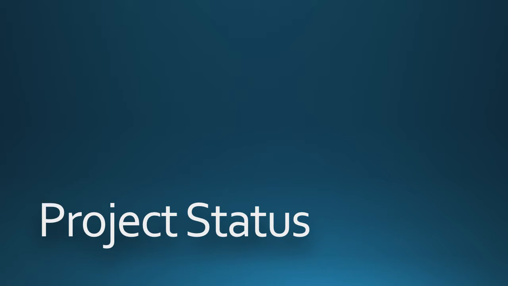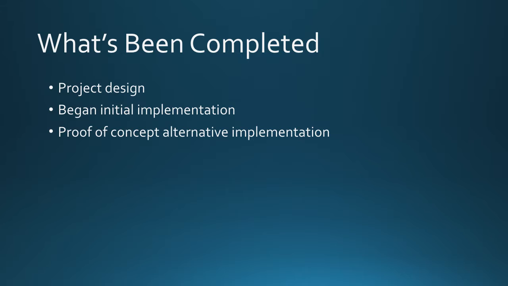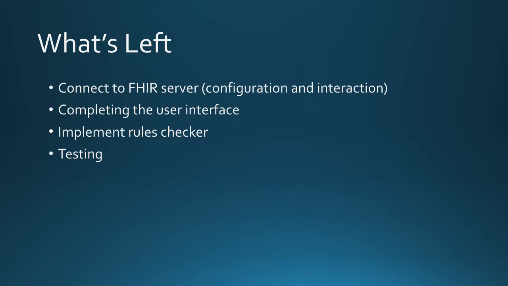Now we'll go over the status of our project. To date, we've completed our project design, we've begun our initial implementation, and we've completed a proof of concept of an alternative implementation. So what's left? We need to implement code to connect to a Fire server, both from a configuration point of view and interacting with that server. We need to complete our user interface. We need to implement our rules checker, and then we need to test.